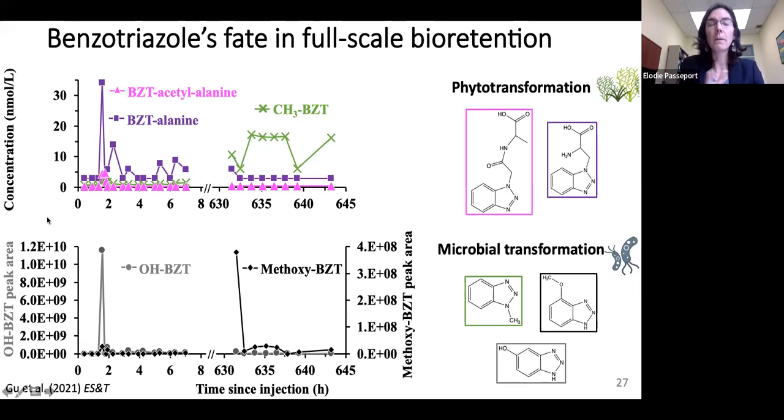There are only two papers published so far in this context: one is a mesocosm study, one is a hydroponic study. So not the full scale at which we're working here, but they both show that benzotriazole can go through this pathway. They also showed that benzotriazole acetylalanine, the one in pink here, tends to accumulate in plant tissue, whereas the benzotriazole alanine is released by the plant. That's consistent with what we found, that we found less of the acetylalanine, likely because it is accumulated in the plant tissue.